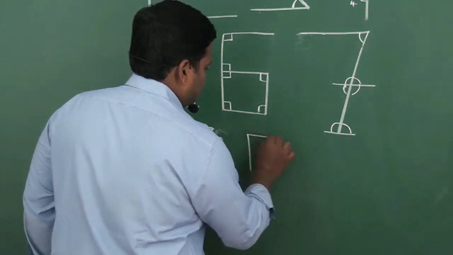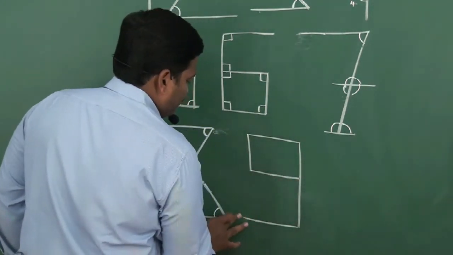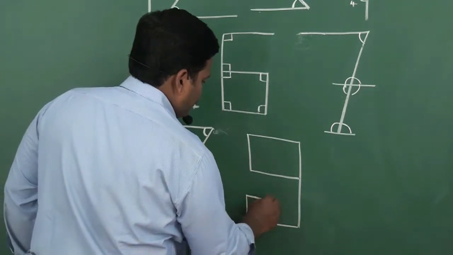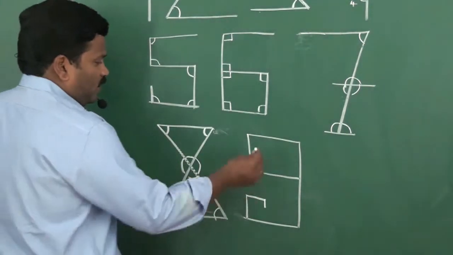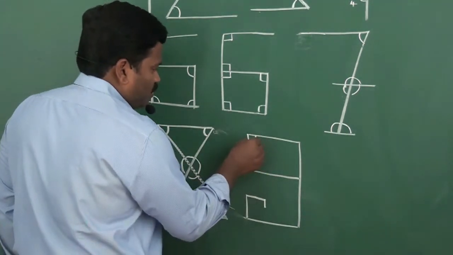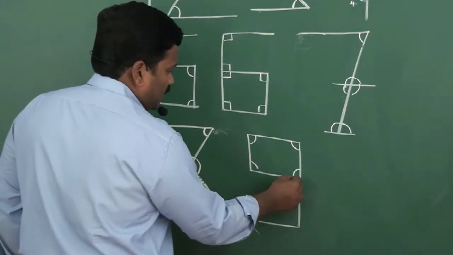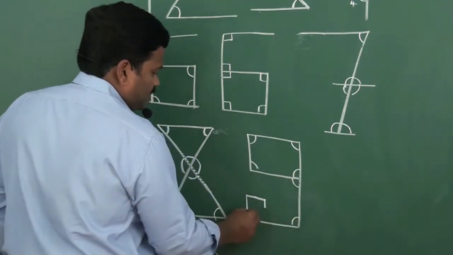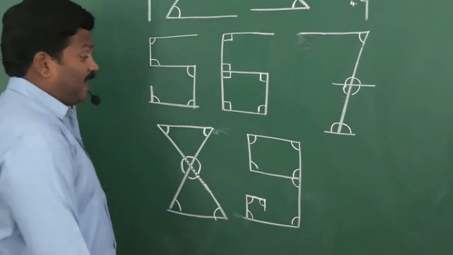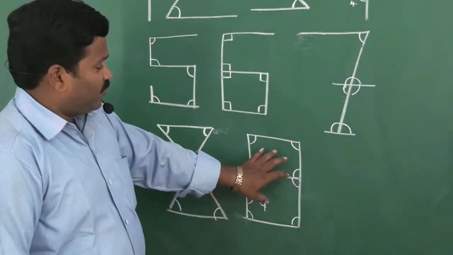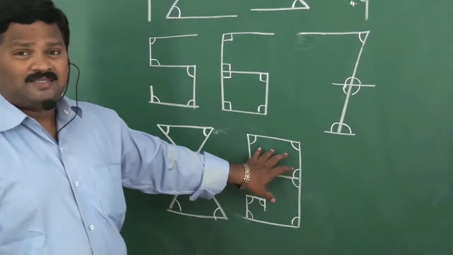And this is 9. See how many angles are there in this diagram: 1, 2, 3, 4, 5, 6, 7, 8, 9. Total 9 angles. In this figure, we have 9 angles in total. That's why this figure is named 9.